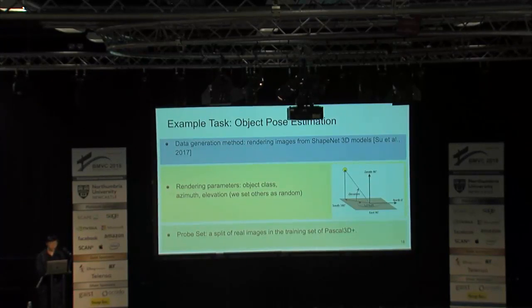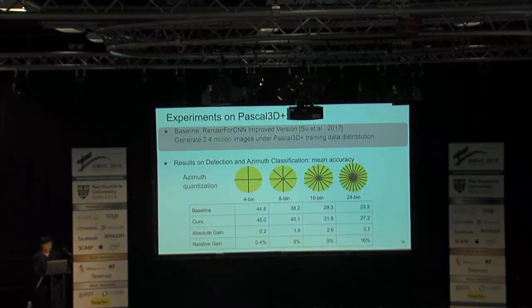Another task we perform is object pose estimation, where we render images from ShapeNet 3D models. The render process is the same as Render for CNN by Su 2017, and the parameters are object classes, azimuth, elevation, and to narrow the search space, we set other parameters at random. And the probe set is a split of real images in the training set of Pascal 3D Plus. We then compare our results to the baseline method from Su, which is their improved result in their released code. They generated 2.4 million images from the distribution of Pascal 3D Plus training data.